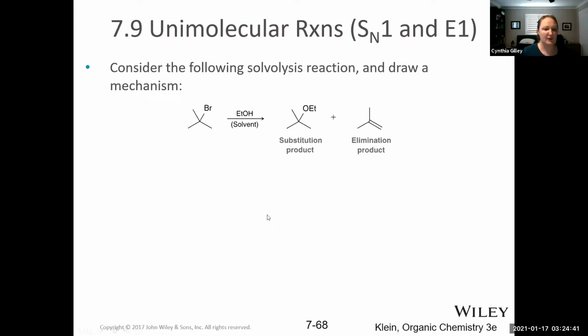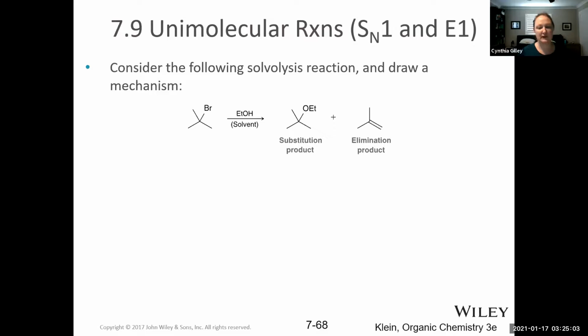The reason why it's called a solvolysis reaction is because the solvent is also the nucleophile. So when the solvent is involved in the reaction, in this case as a nucleophile, we can call it a solvolysis reaction. So it sort of plays two roles, both the solvent and the nucleophile.